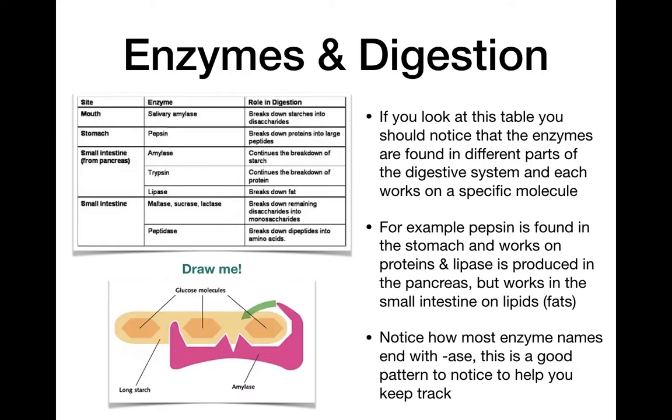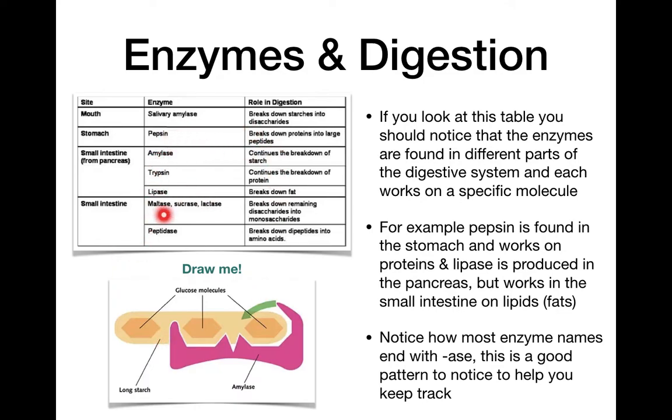Okay, most enzyme names in general end in the letters ASE, so amylase, twice, lipase, maltase, sucrase, lactase, peptidase. The exceptions here are pepsin and trypsin, but most of them do end in ASE, so it's a good thing to notice. And if you see a chemical in the future that ends in ASE, chances are it's probably an enzyme. So again, copy both of these down to your notes.